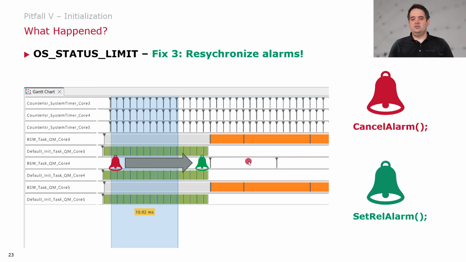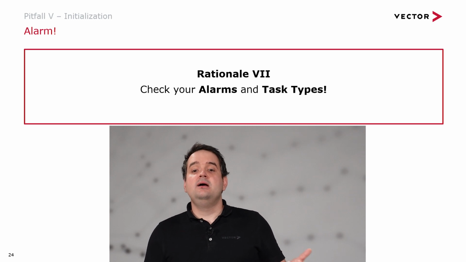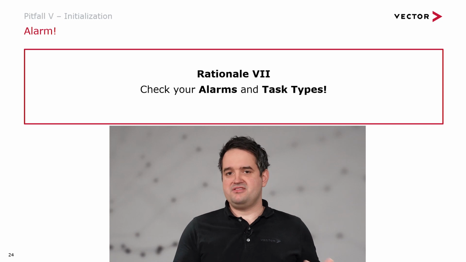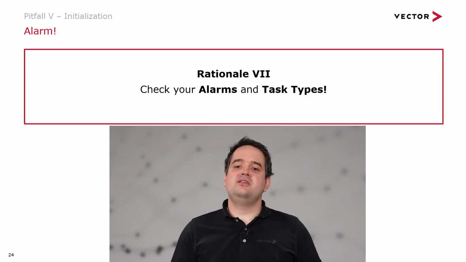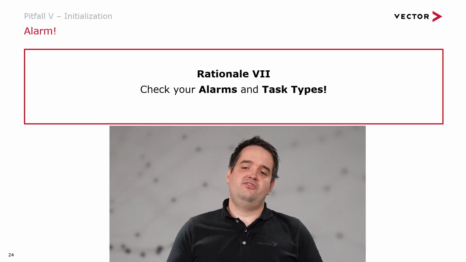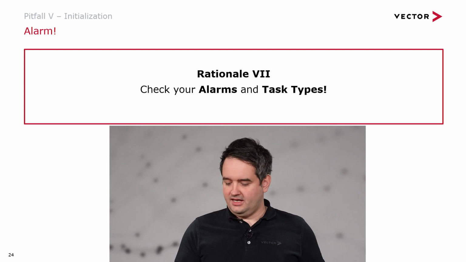And also here you see this nicely, 10 milliseconds pattern now of the ECUM main function. So I like this in scope of symmetry because in comparison to core 3 and 5, you see here the ECUM main function cyclicity of 10 milliseconds is not exactly matching in here. So my rationale for you is check your alarms and your task types, basic versus extended, and you may identify an issue in your initialization step, leading finally to OS status limit, and you are able to resolve it then.